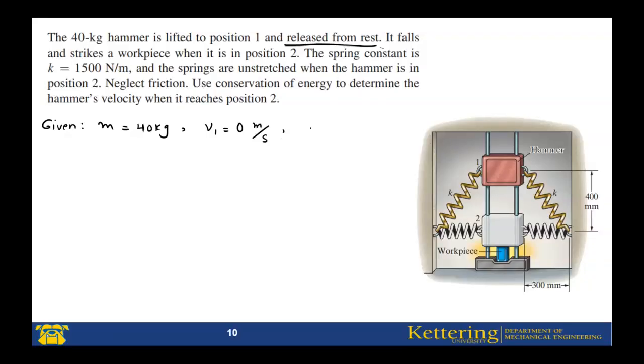Then the spring constant is 1500 Newton per meter, and the springs are unstretched when the hammer is at this position. Look, at this position, these springs are unstretched. It means that the initial length of the spring is 300 millimeter or 0.3 meter.